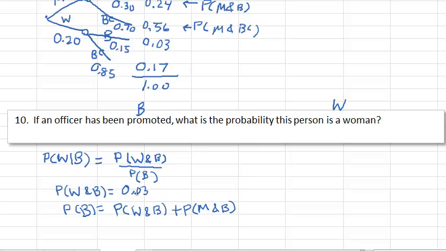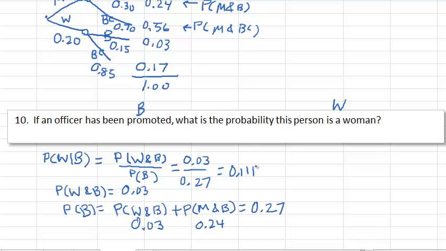Now, the probability of a woman and promoted is 0.03. The probability of a man and promoted, that we got over here as 0.24. So the sum will be 0.27. Okay, now we have the numerator and denominator. The numerator is 0.03, the denominator is 0.27, and this gives us 0.111. 0.111 is the answer.